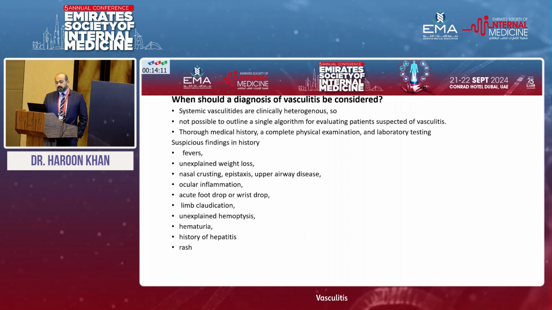So what are the suspicious findings that can give us a clue that the patient might have vasculitis? I think most of us already know: fevers, unexplained weight loss. In the ENT, typically they will have nasal crusting, upper respiratory tract infections, epistaxis. We have a few who came in with ocular inflammation, nothing else. They just had red, painful eyes, and then acute foot drop or wrist drop, telling us that a nerve is involved. Limb claudication, which usually is the sequela of vasculitis most of the time. Unexplained hemoptysis, again in young, otherwise well patients.